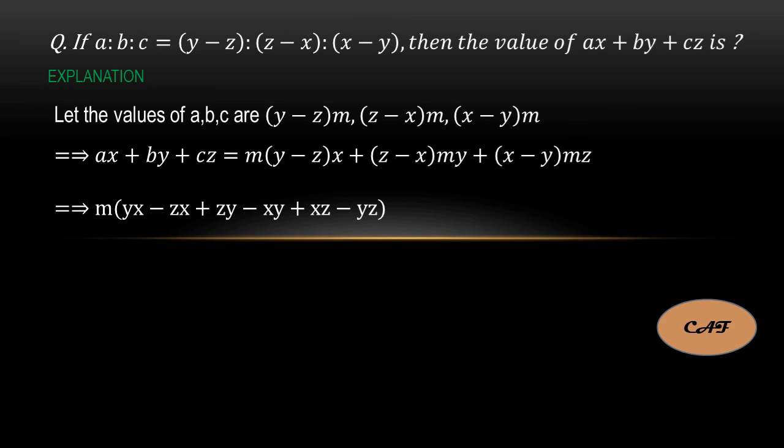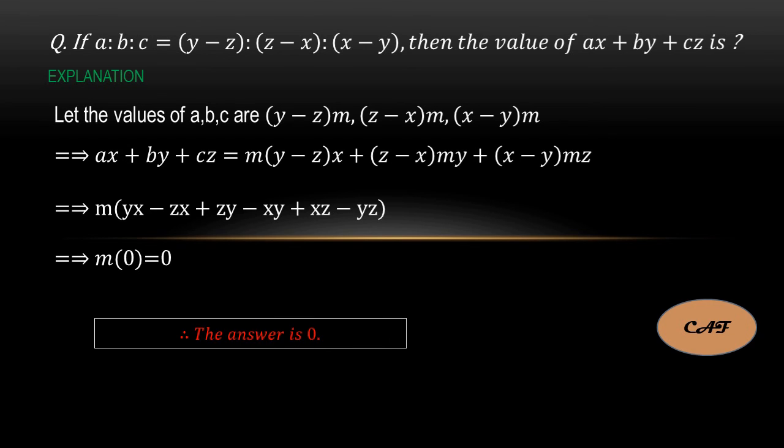So you will get yx minus zx plus zy minus xy plus xz minus yz. If you see, everything is repeated 2 times with different signs, one is plus and one is minus, so all will cancel, so you will get m into 0, and the final answer is 0.